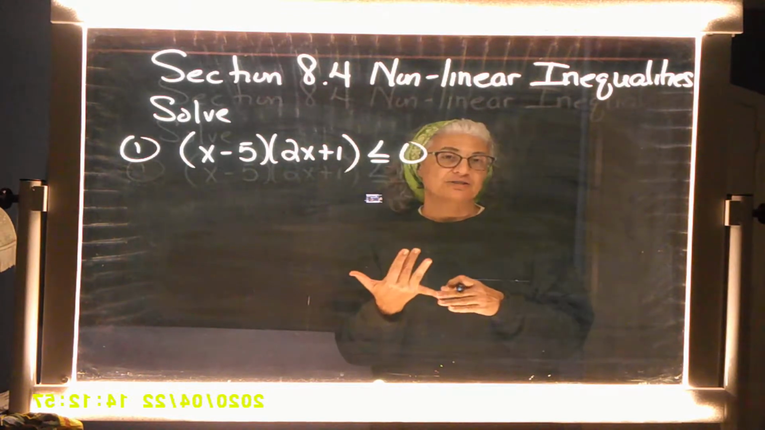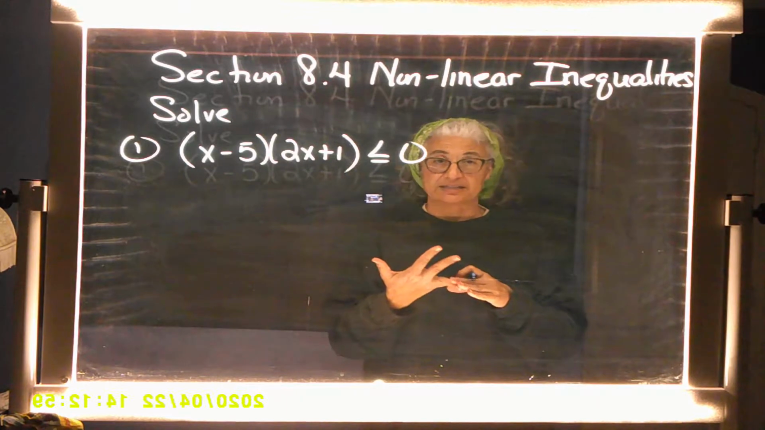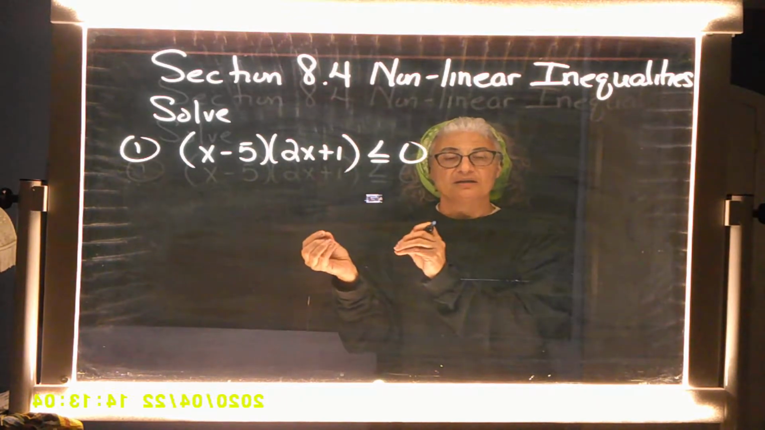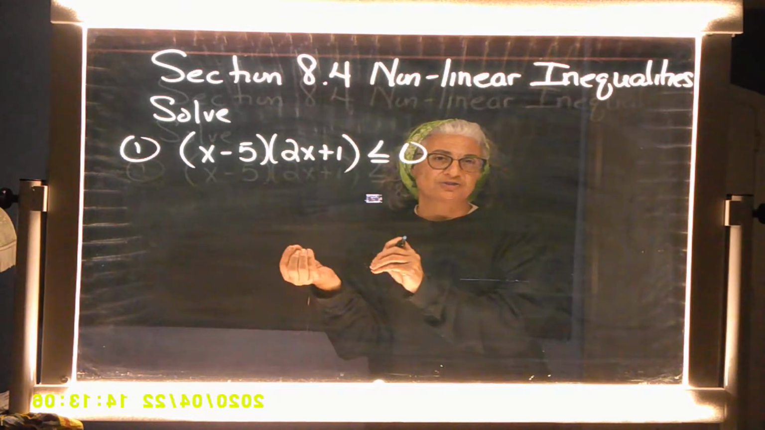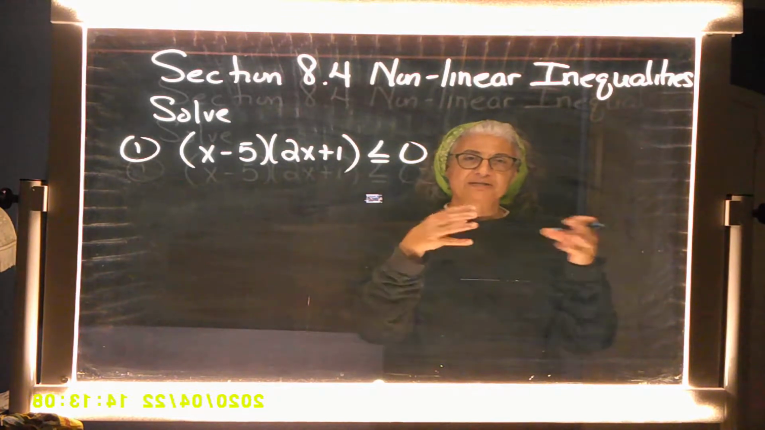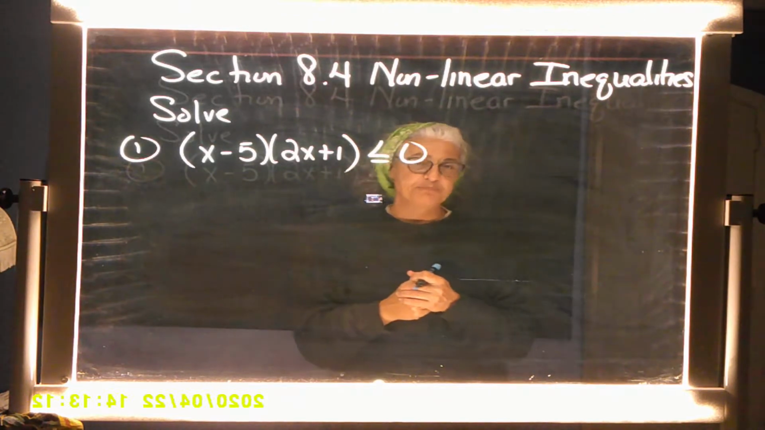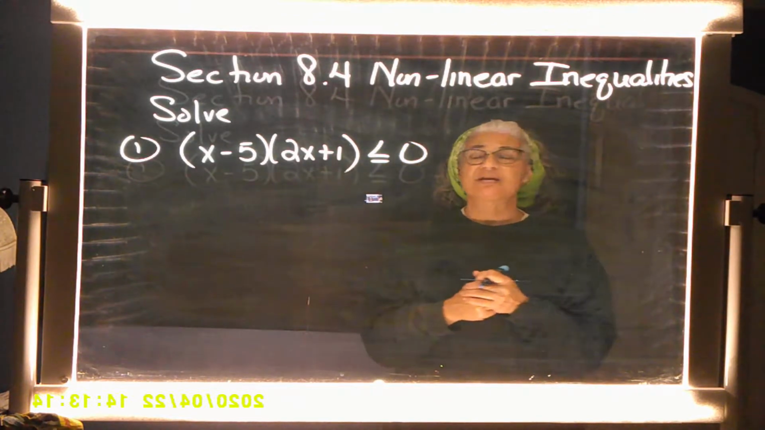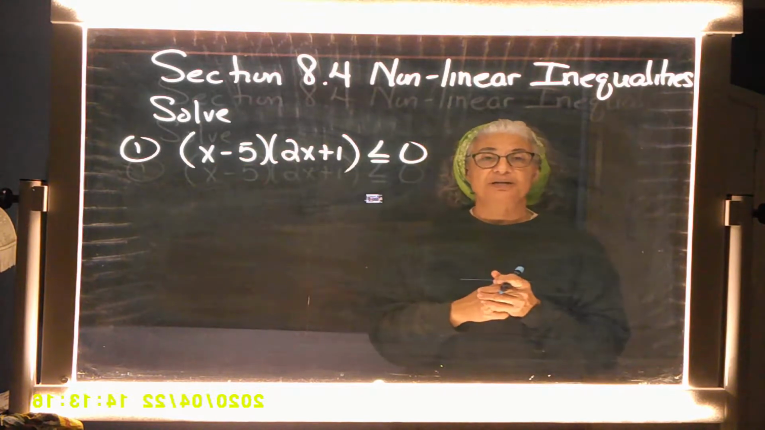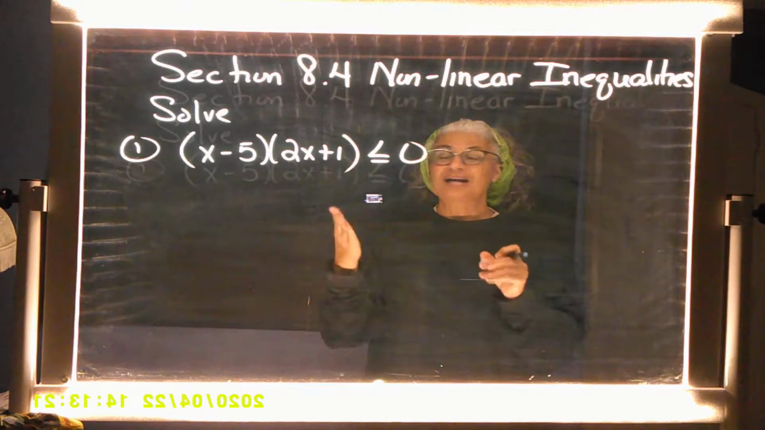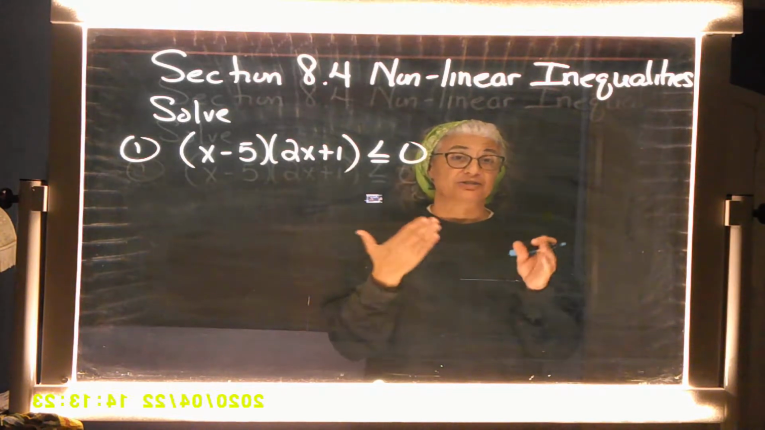I can either factor it or use the quadratic formula. But the question is, how do I go from solving by the quadratic formula or factoring into graphing mode? What's the connecting dot? So here's the thing. Let's take a look at this particular problem. And if you notice, I have two parentheses multiplied together, and on this side is a 0.